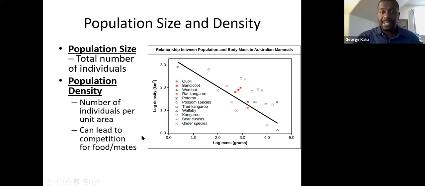So basically, the higher the population density, the more competition there's going to be for resources. If we have a larger animal, for example, larger animals are going to need a certain amount of food in order to sustain them, and then a certain number of mates. So if you have a larger population density, we're going to end up having more competition for those resources because there's just more individuals there that need access to them. If you have a smaller population density, the competition isn't going to be as great because there are much fewer individuals spread out in the population.